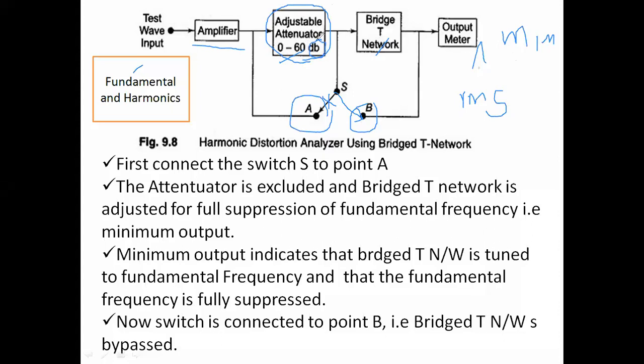Okay. So the adjustable attenuator is adjusted to get the minimum value of the output. From the initial stage to the final value, how much we adjusted the attenuator, that particular value provides the total harmonic distortion of the harmonic components which are present in the test wave signal. So like this we can measure the harmonic distortion of the given test signals.